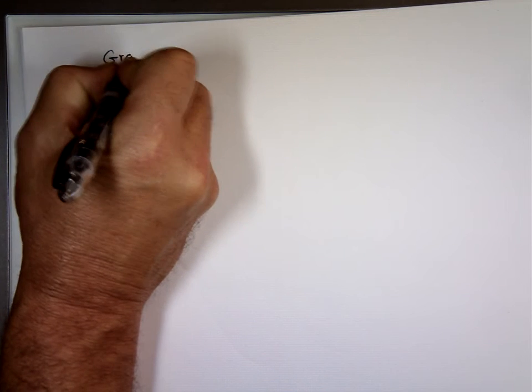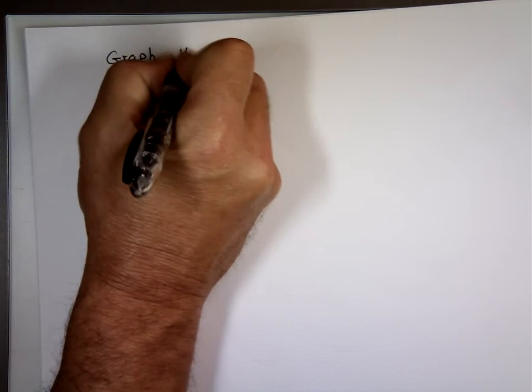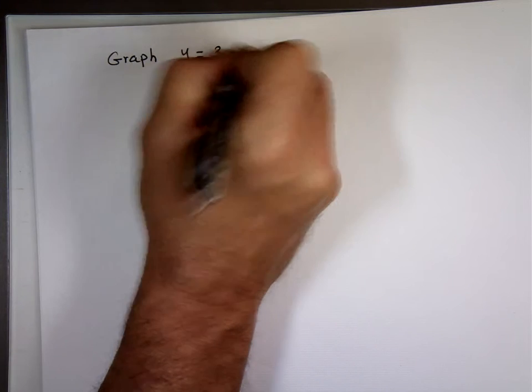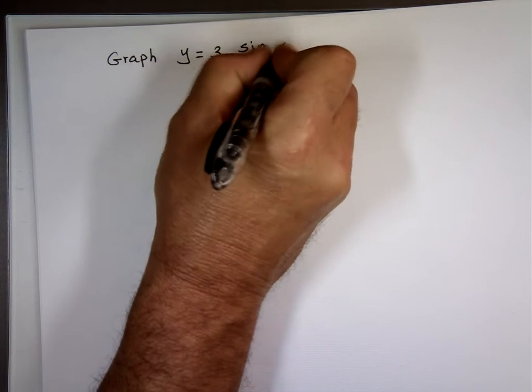So let's say I want a graph. I'll take some examples here. I can make 10,000 of them. I'll just make my own. Graph y equals 3 sine x.